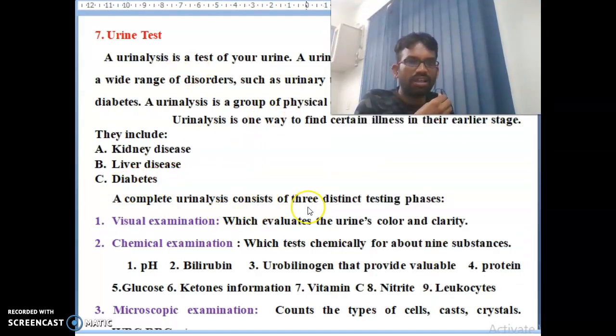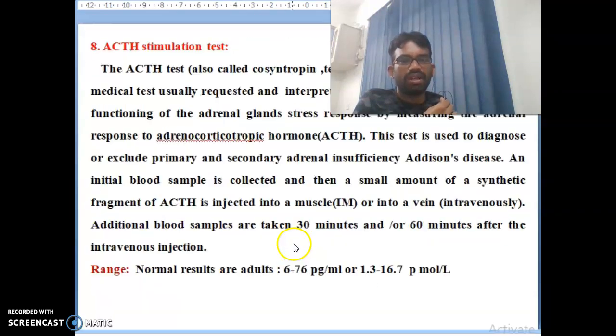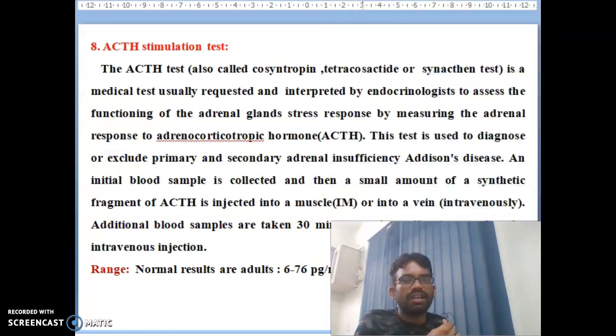The complete urinalysis consists of three distinct testing phases. One is the visual examination, the second is the chemical examination, and the third is the microscopic examination. In the visual examination, you can find out the color and the clarity. The chemical examination gives the pH range, bilirubin, protein level, glucose, ketone information, nitrite and leukocytes. And the microscopic examination means the count of RBC and WBC cells. This is the urinalysis.